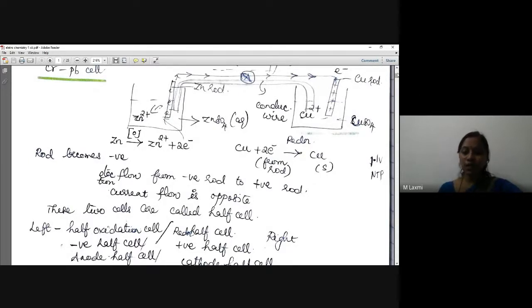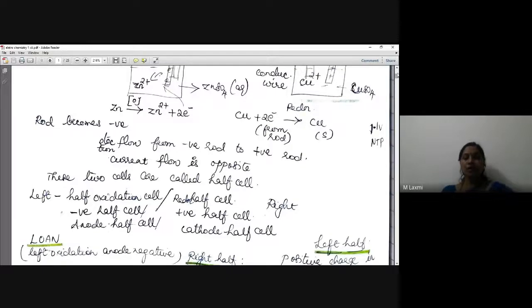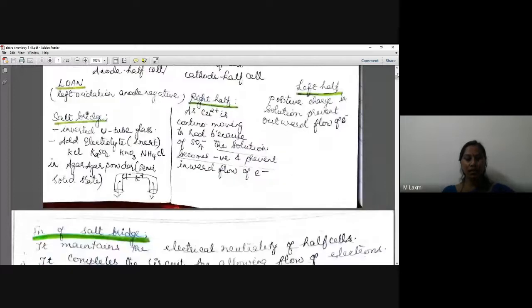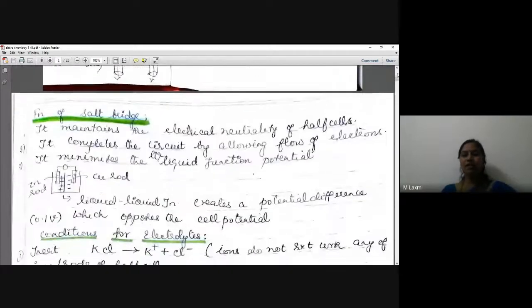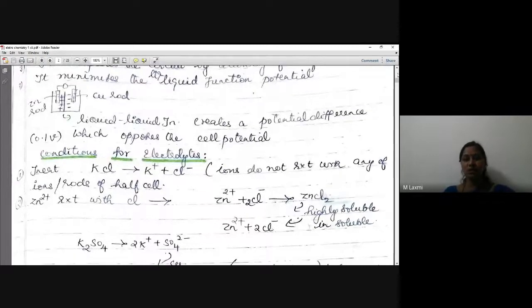And I will be calling these two separate cells half cells. So half oxidation cell, half reduction cell. So always left side oxidation, anode, negative charge. Then we saw the function of a salt bridge: to maintain electrical neutrality, to complete the circuit, and to minimize the liquid junction potential.